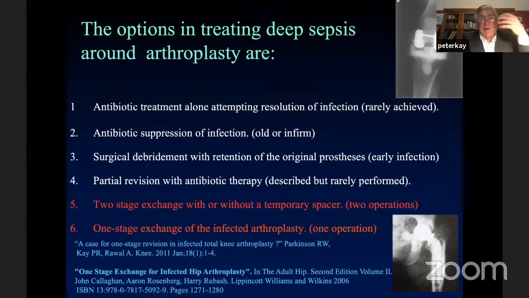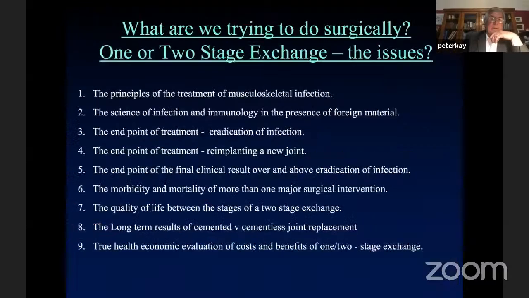And I think there's much more to it than just trying to decide whether you're going to be a 1-stager or a 2-stager. And a lot of that has to do with whether you can actually put in a new joint, actually. So what we're trying to do surgically when we're treating a joint infection, well, okay, there are principles of how you treat musculoskeletal infection. How do you go about closing the dead space, giving stability, allowing the tissues to heal? There's a science behind our treatment of infection. Whatever we do needs to fit with the immunology of the situation. How does the body react to foreign material?